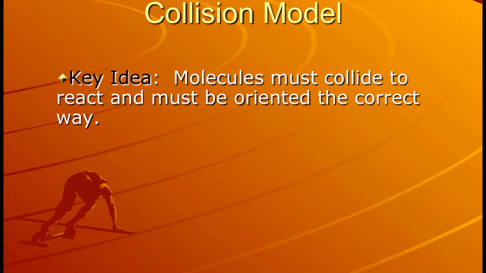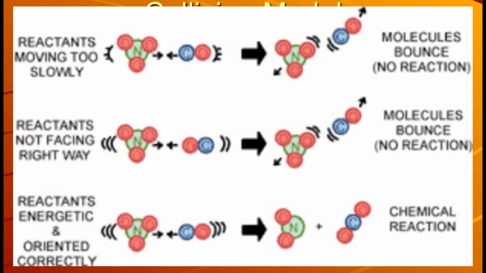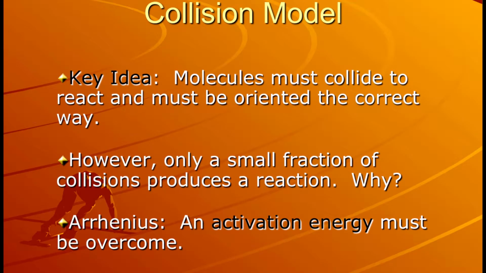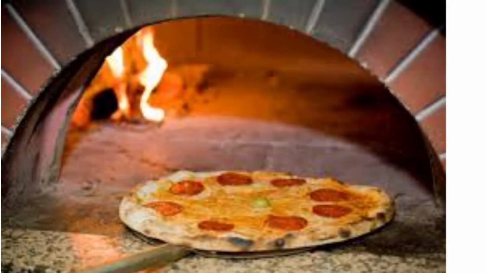Kinetics is based on the idea that two particles have to collide in order to react. Not only do they have to collide, they also must be oriented in the correct way. So even though some things actually collide a lot, they hardly ever react. Why is this? Because they have to collide with the right amount of energy at precisely the right time and in the correct orientation. In other words, we have to have an activation energy that must be overcome in order for a reaction to occur. So let's go visit a pizzeria.